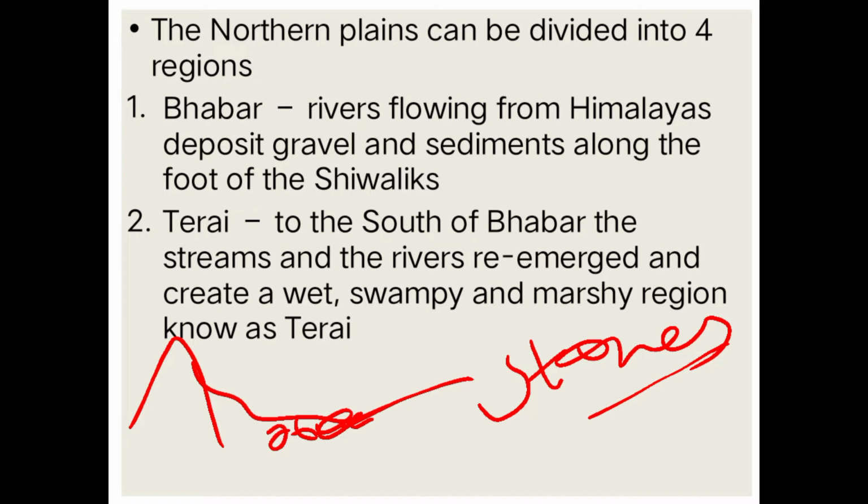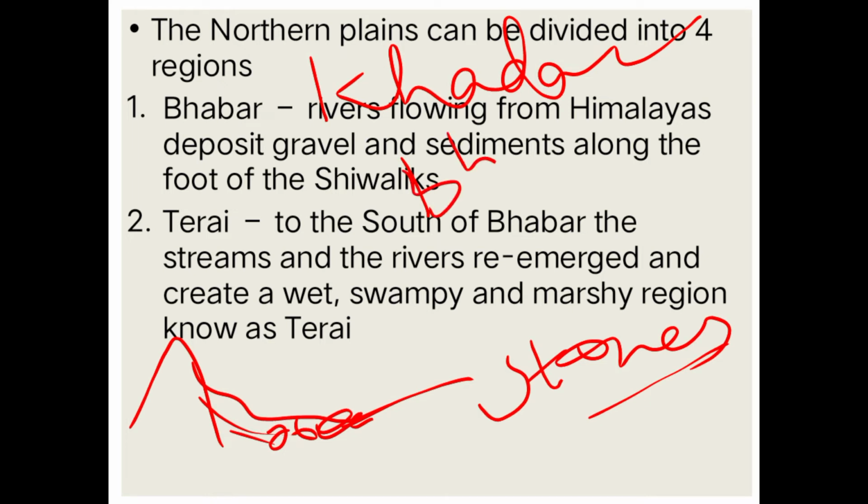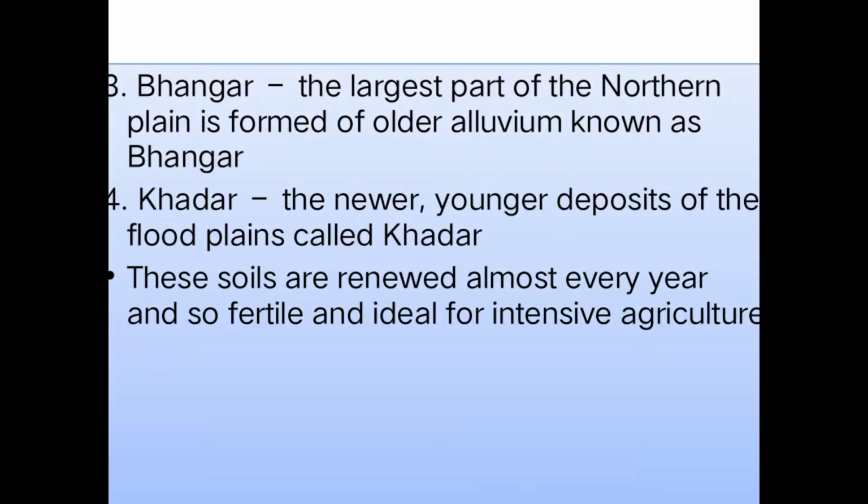Before the Bhabar, the alluvium which is coming every day since time immemorial is brought. The newer alluvium is called Khadar, and the older alluvium which is settled beneath is called Bangar. And the wet marshy tract, the swampy tract, is called Terai. There we find fruit orchards, excellent flowery gardens, and orchards.